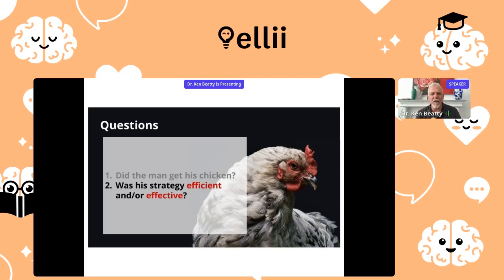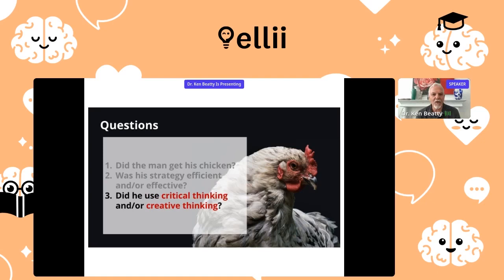These are two key words we use all the time in our teaching, because of course, you know, we could spend days or weeks or years teaching just a few words or something to someone, but we want to do it efficiently, and we want the teaching that we do to be effective. That means we want it to be remembered by the learners, not just something that they go, yes, yes, yes, I'll pass a test or a quiz at the end of the class, and then whoosh, they've forgotten it by the next day. So the third question is, did he use critical thinking and or creative thinking?